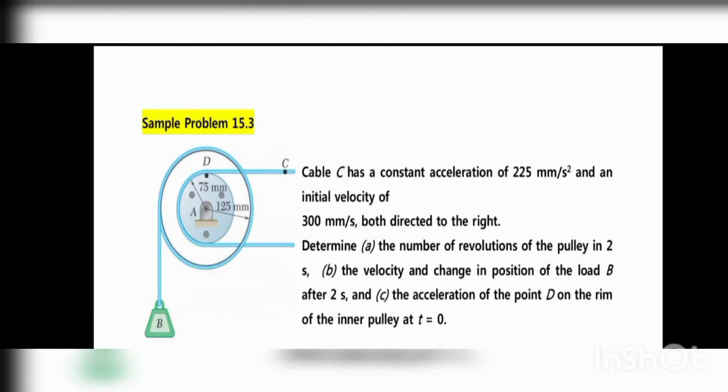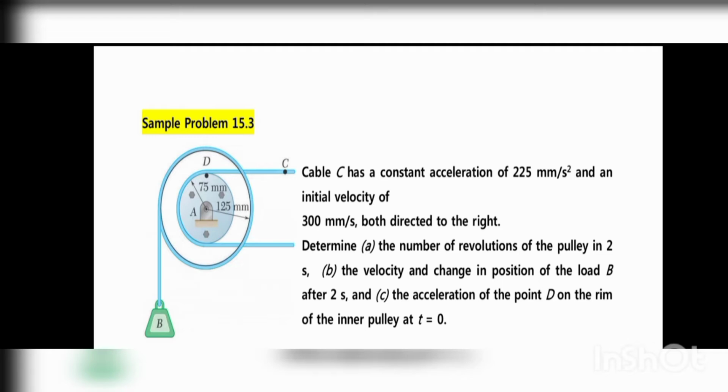So now we have the sample problem. Cable C has a constant acceleration of 225 mm per second squared and an initial velocity of 300 mm per second, both directed to the right. Determine A, the number of revolutions of the pulley in 2 seconds. Then letter B, the velocity and change in position of the load B after 2 seconds. And C, the acceleration of the point D on the rim of the inner pulley at t equals 0.